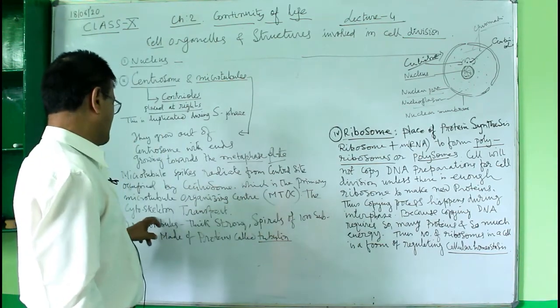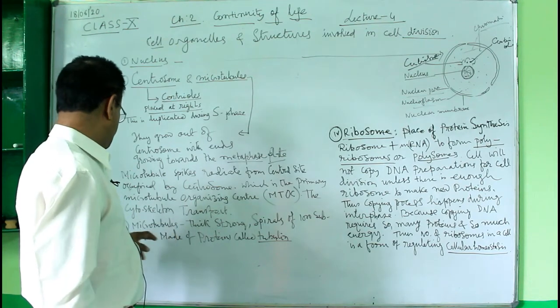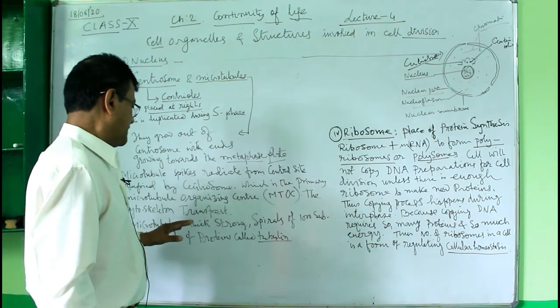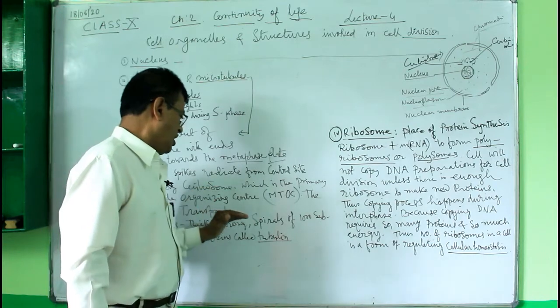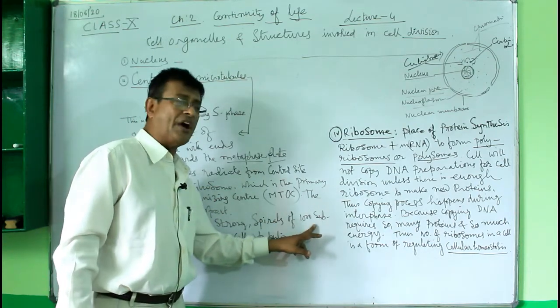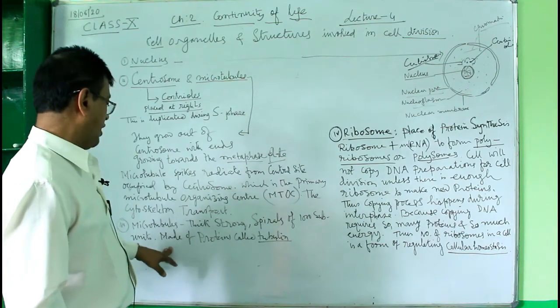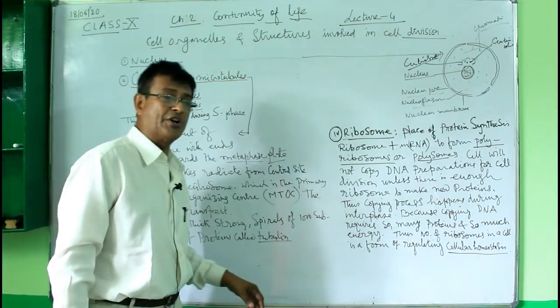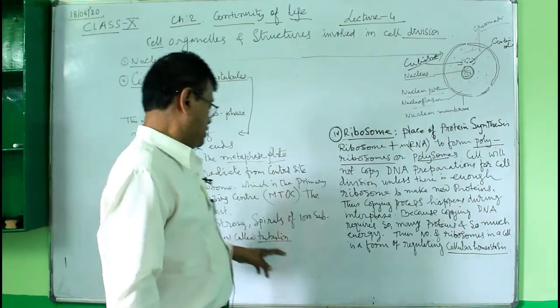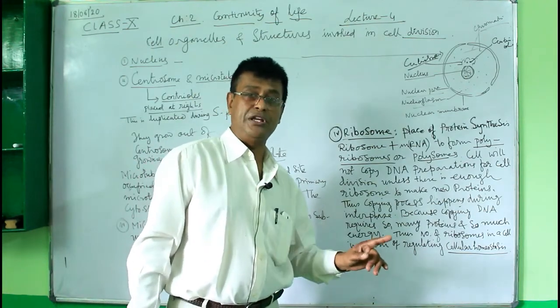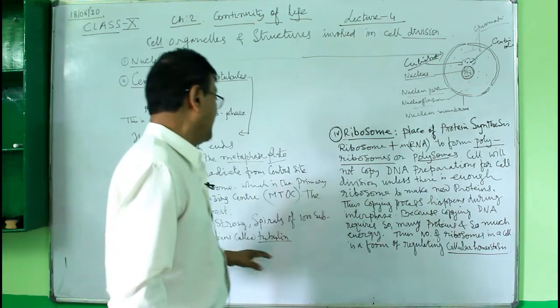The cytoskeleton transports this, and the microtubule is a thick, strong spiral of 1000 subunits. These subunits are made of proteins, and these proteins are known as tubulin. Tubulin protein makes them.